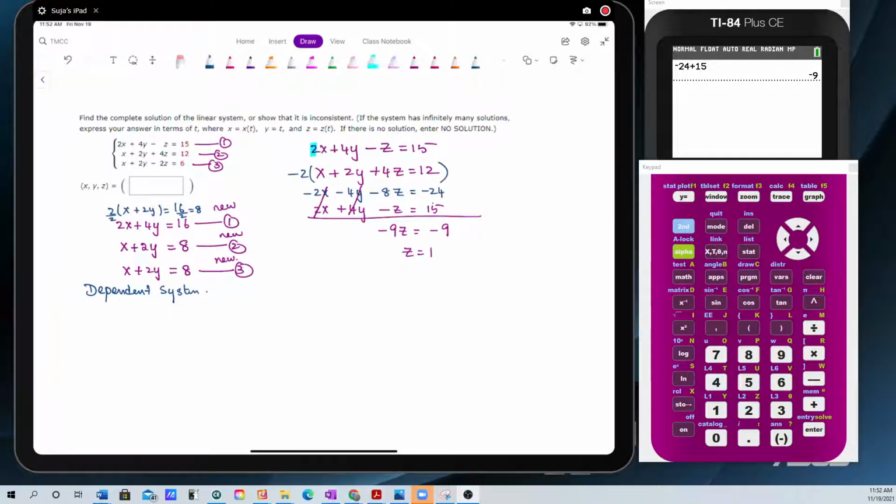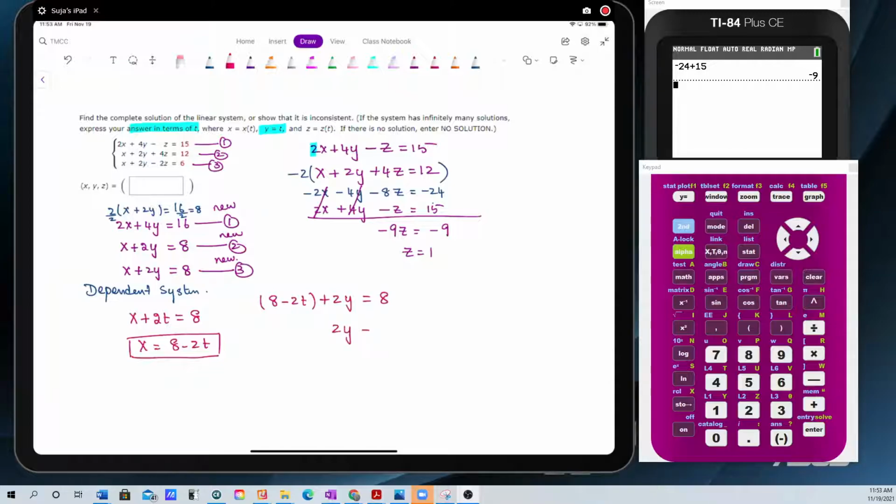So here in the problem, it's saying if you have infinitely many solutions, then express your answer in terms of t. And the hint given is that you have to call y as t. So let me call my y as t in one of these equations. So x plus 2t is equal to 8. Therefore x is equal to 8 minus 2t. Since x is 8 minus 2t, if I go back and plug it into one of those equations, 8 minus 2t plus 2y is equal to 8.